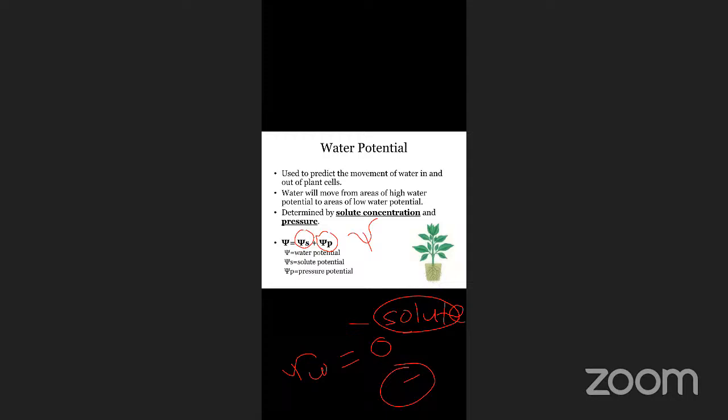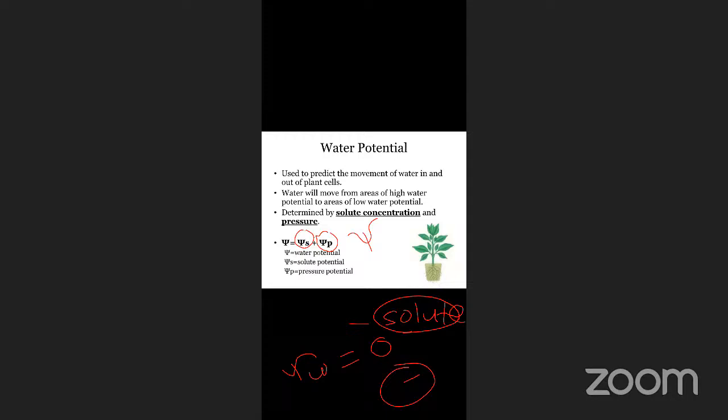In the first component, solute potential, we add solutes, solids only, to water. If you dissolve solids in water, what happens? Automatically water movement decreases. The value should be negative. Hello? Yes, sir.